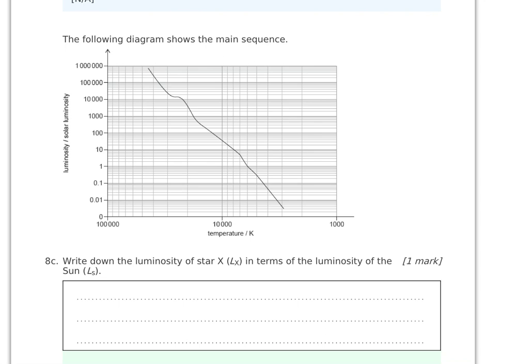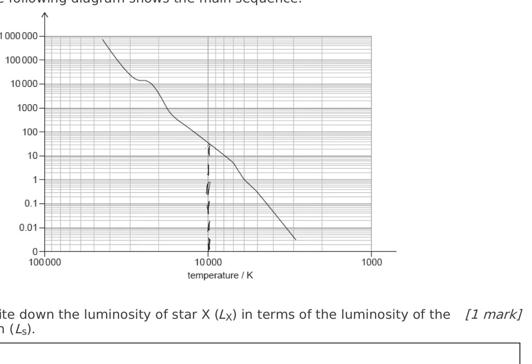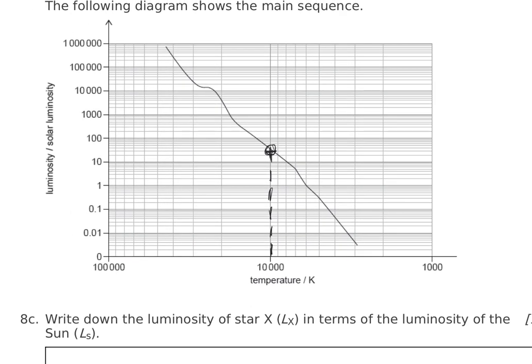So then we find it on the main sequence. 10,000 Kelvin, here's our line right there. So if we go across, that gets us right around here on luminosity. And again, the way these log scales work, you can see that the lines kind of get smaller as it goes from 10 to 100, but it's the same, it's like counting by 10. So we have 10, 20, 30, 40, 50, 60, 70, 80, 90, 100.